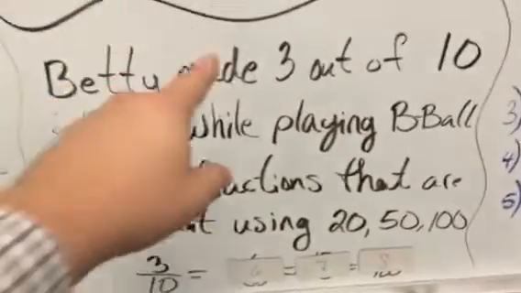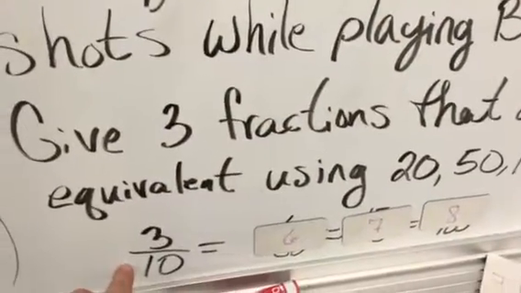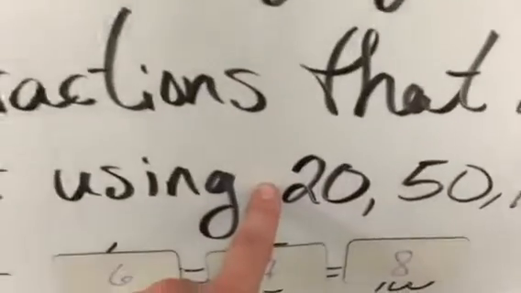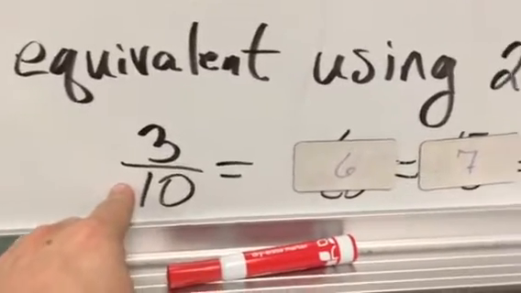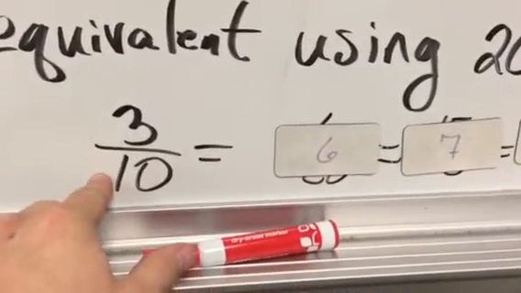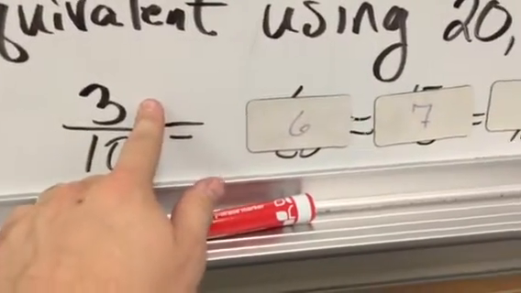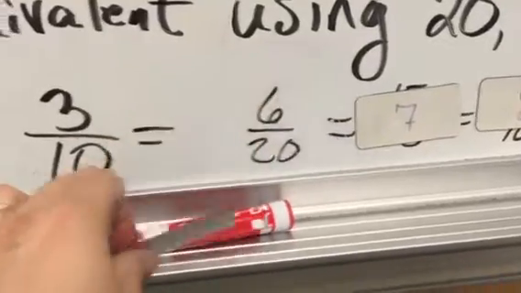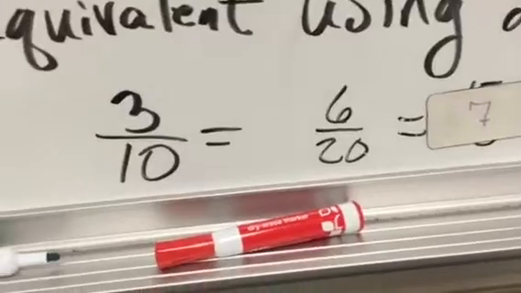So I take 3 out of 10, and I write that as 3/10. Now I want to have one that's equivalent using 20 as my denominator. Well, 20 is twice as much as 10. So if I have to multiply this by 2, I'll have to multiply this by 2. 10 times 2 is 20. 3 times 2 is 6.